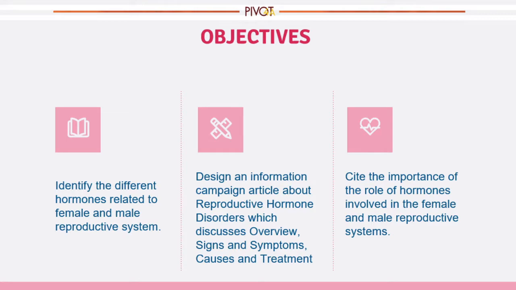For our objectives: identify the different hormones related to the female and male reproductive system, design an information campaign article about reproductive hormone disorders which discusses overview, signs and symptoms, causes and treatment, and cite the importance of the role of hormones involved in the female and male reproductive systems.